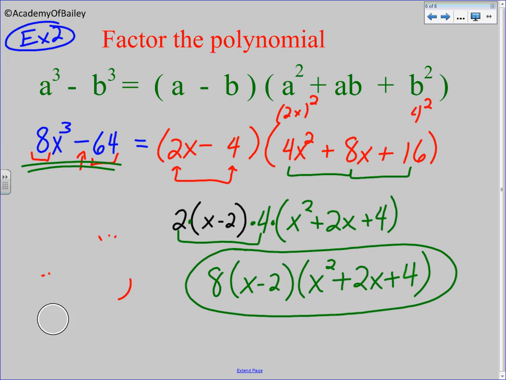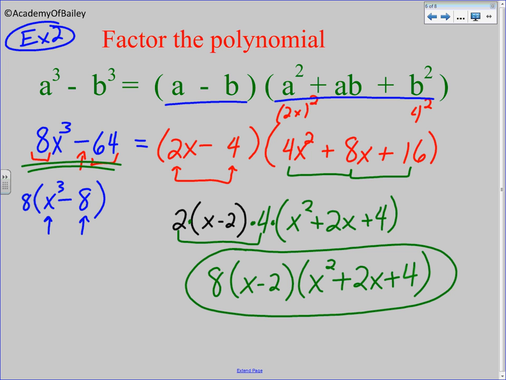And you might wonder what I was talking about factoring out 8 at the very beginning. Well, if we factored out 8 at the very beginning, that leaves us with x cubed minus 8. And x cubed is a perfect cube, and 8 is a perfect cube. And so you still follow this same pattern to do x cubed minus 8 instead of what we did. Either way, we'll get you down to the final factored form. So whichever is your preference, as long as you get the final factored form.